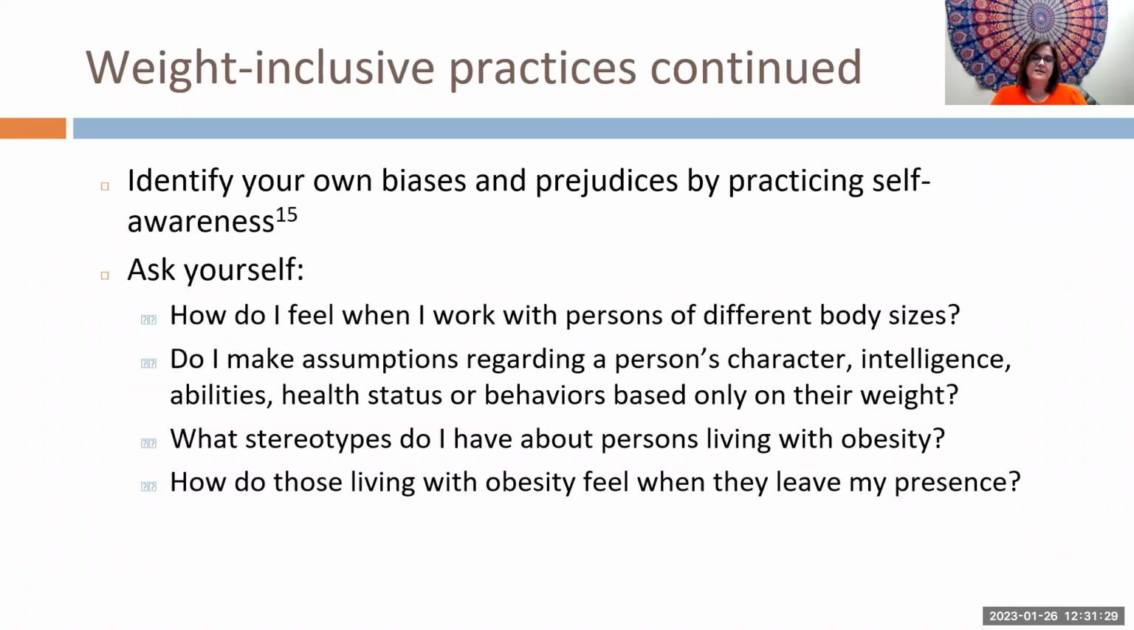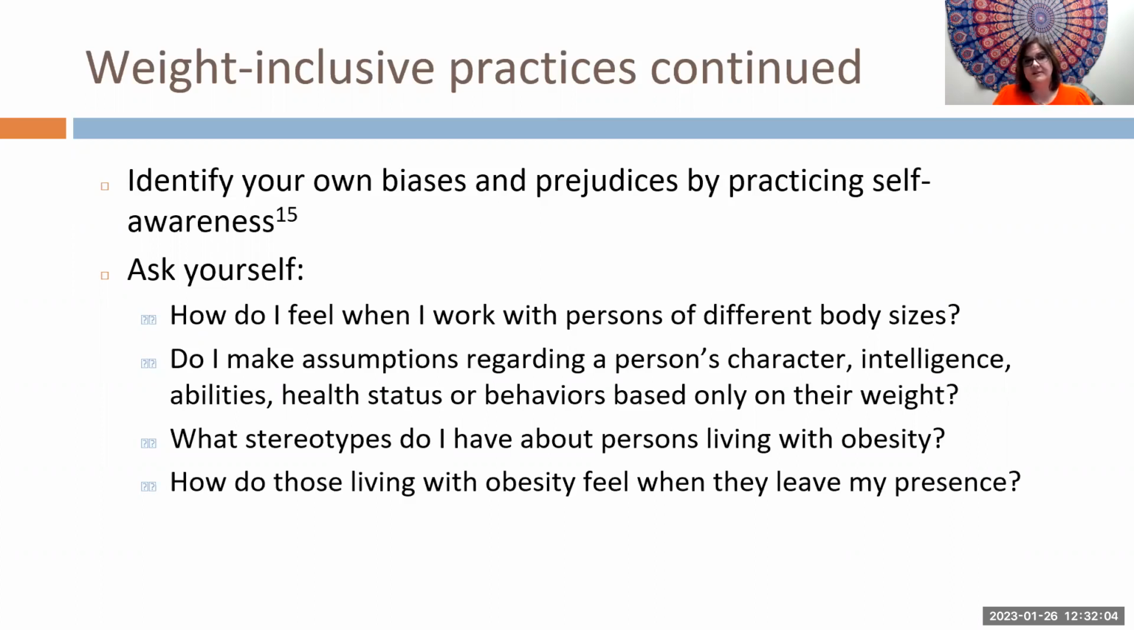Another important thing to think about if we want to be more weight inclusive is to look within and identify our own biases and prejudices by practicing self-awareness. And we can ask ourselves questions like, how do I feel when I work with persons of different body sizes? Do I make assumptions regarding a person's character, intelligence, abilities, health status, or behaviors based solely on their weight? What stereotypes do I have about persons living with obesity? And how do those living with obesity feel when they leave my presence?